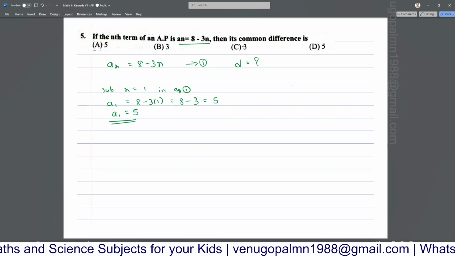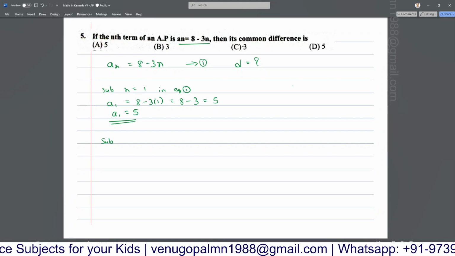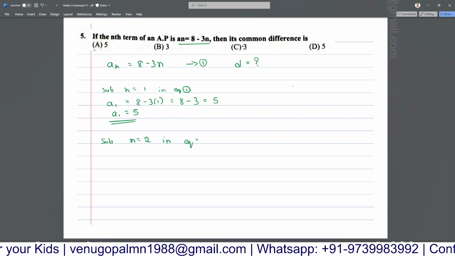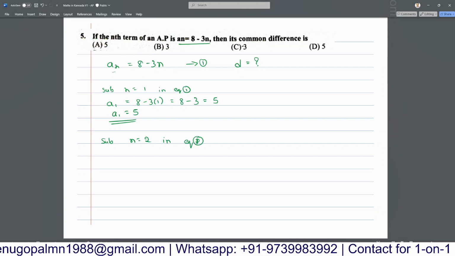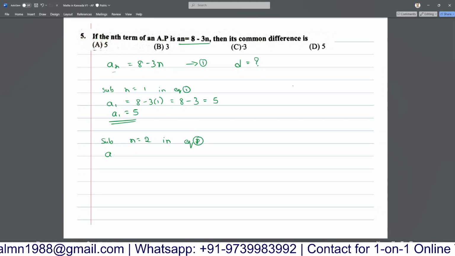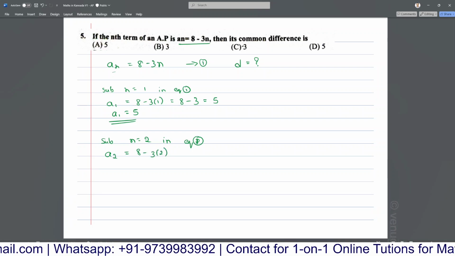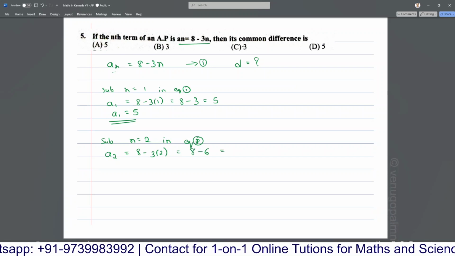Got it, guys? Similarly, let us find out, substitute n is equal to 2 in equation 1. In this equation only, let us substitute n is equal to 2. A of 2 is equal to 8 minus 3 into 2, which would be equal to 8 minus 6, which would be equal to what?